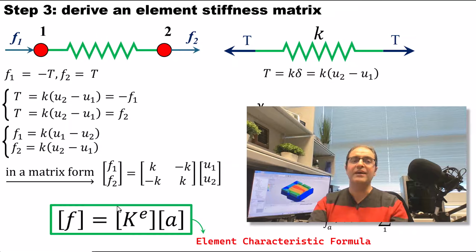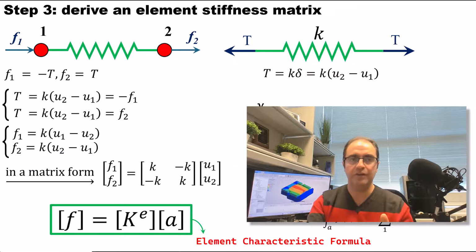So in fact, now you can just rewrite this in a more generalized form, and F is equal to K^e A. K^e is the stiffness matrix that is shown here: k, negative k, negative k, k. That's called a stiffness matrix. And this formula is also extremely important in the finite element method. It is called the characteristic formula. The characteristic formula in the finite element method relates the force to the field variables. Because this is also extremely important, I want to spend more time on this, okay?